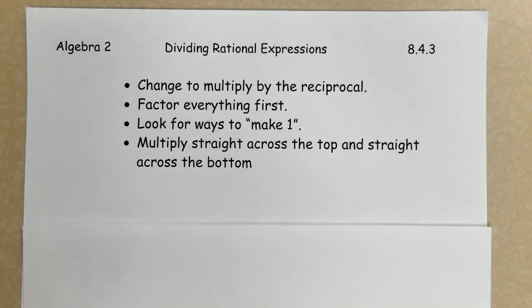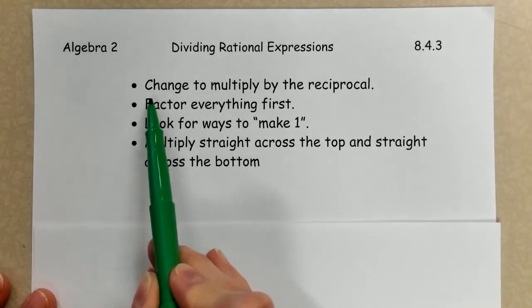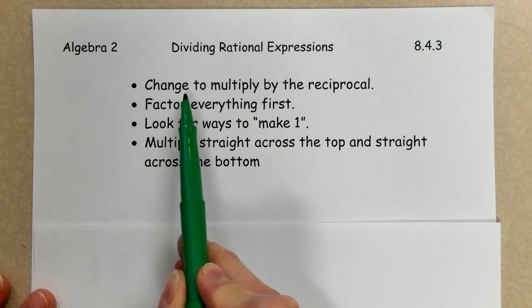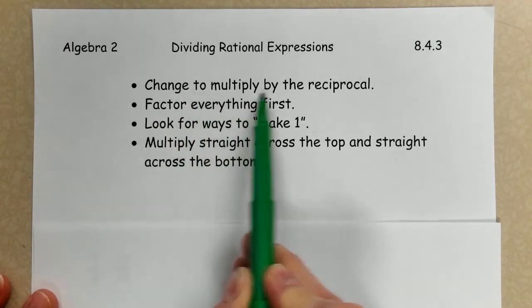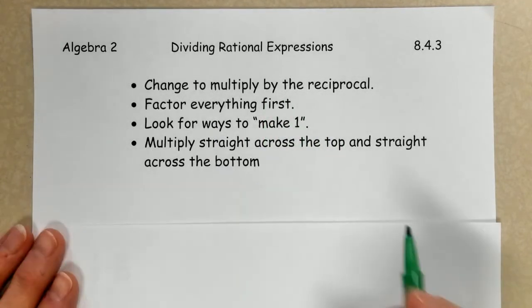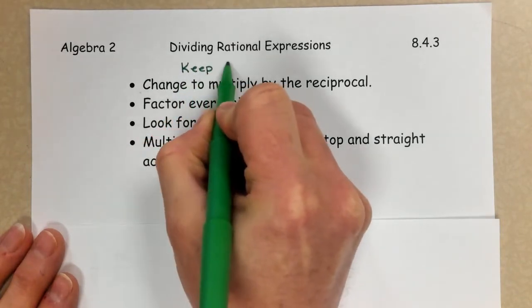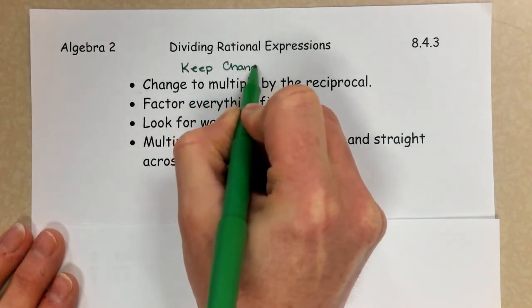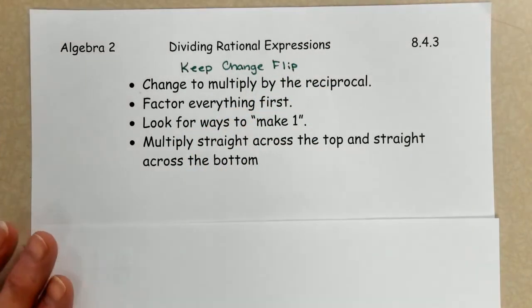All right, up next is dividing rational expressions. Dividing is not a new set of steps. All you have to remember is that dividing will first make us change to multiplying by the reciprocal. Something that will help us remember that are these three words: keep, change, flip. More about that in a minute.